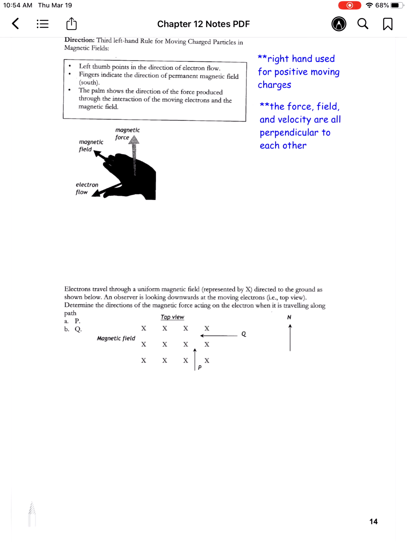This third one is the third hand rule. It is probably the most complex. We have three parts. If you hold your hand out, your left thumb points in the direction of the electron flow. Your fingers indicate the direction of a permanent magnet. So the scenario we're setting up is that we have a magnetic field of some type.